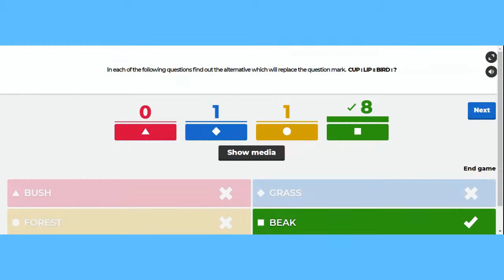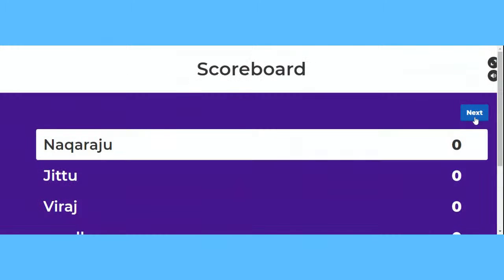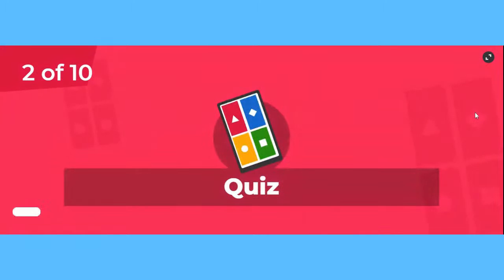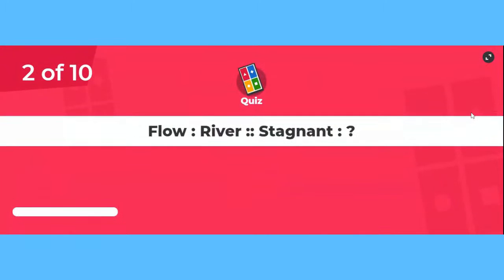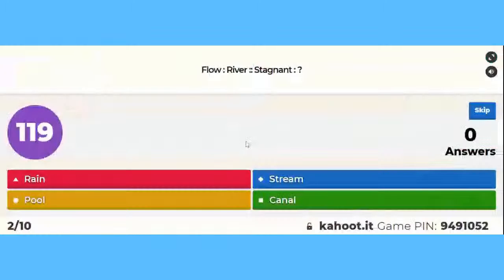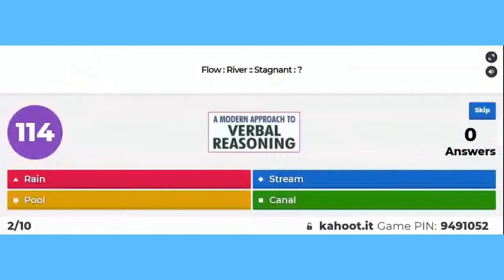Before that, let us check the leaderboard. Nagaraju is in the first position and Jitu and Viraj are in the third position. Now let's go on to the second question. Flow is to river as stagnant is to. Let me give you a hint. As the water of a river flows, similarly, the water of a pool is.